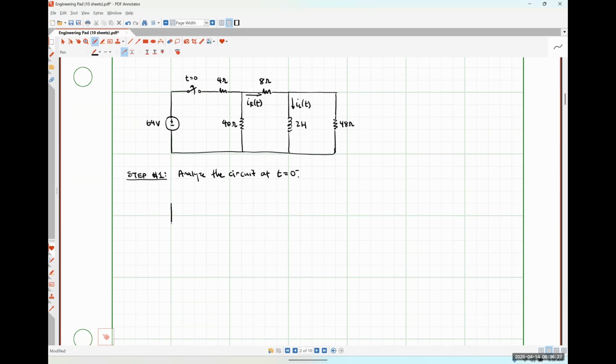So I could redraw my circuit and it would look something akin to this, right? So here's my 64-volt source. Here's my 4-ohm resistor. Here's a 40-ohm resistor. Here's an 8-ohm resistor. This short circuit right here represents my inductor, because in a DC circuit, an inductor can be replaced by a short circuit.